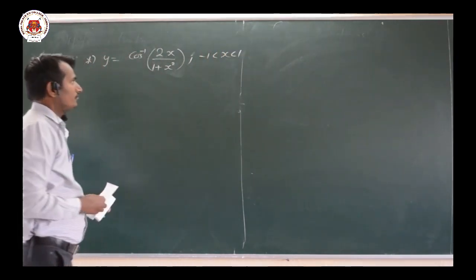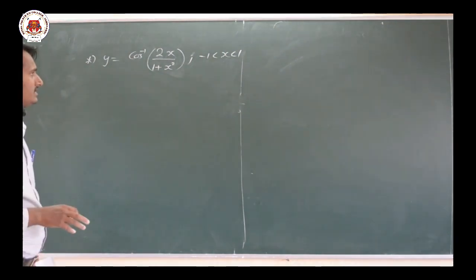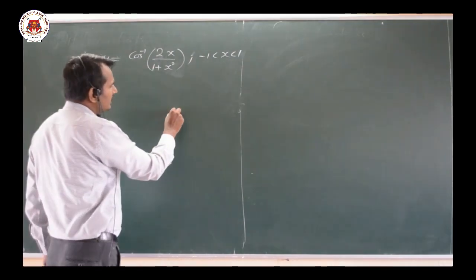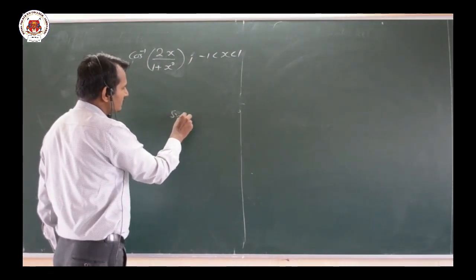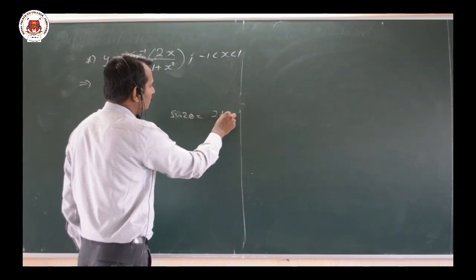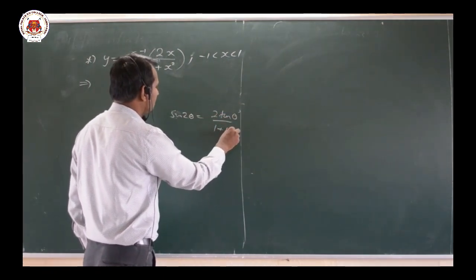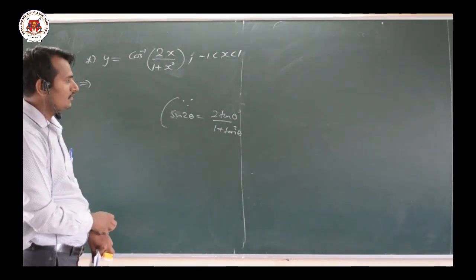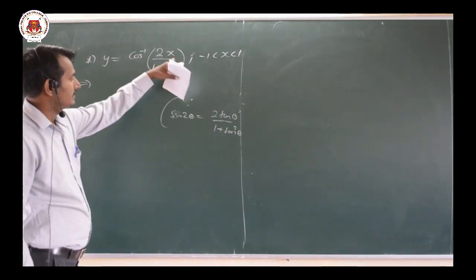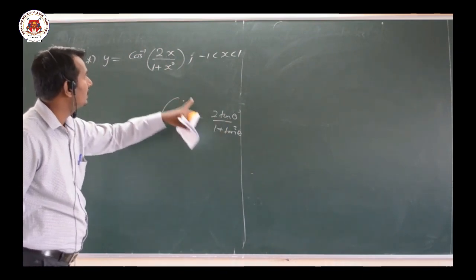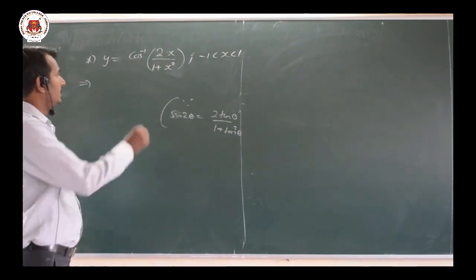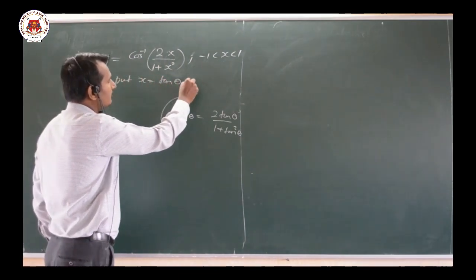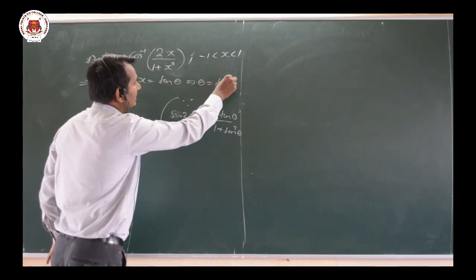Now, how do we require to solve it? Very simple example here. Now, what do we have to substitute? We know the sin 2 theta formula, that is 2 tan theta divided by 1 plus tan square theta. We know this formula, so in the place of x I will substitute tan theta. Put x equal to tan theta. That implies theta value becomes tan inverse of x.